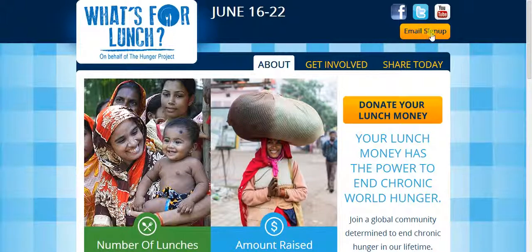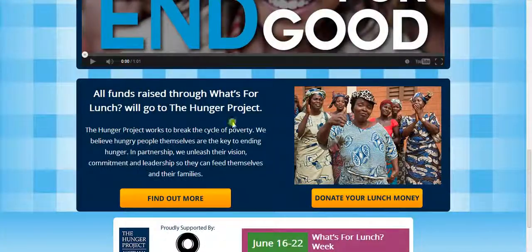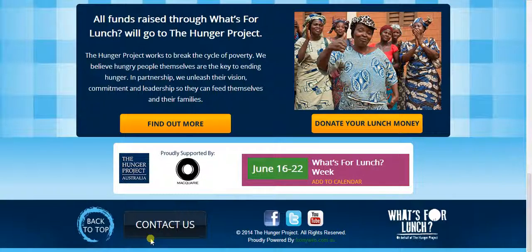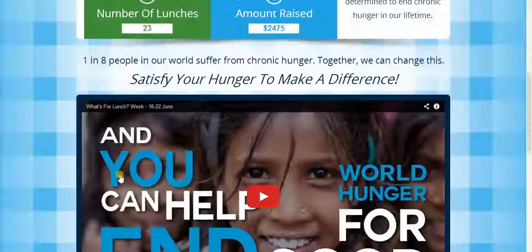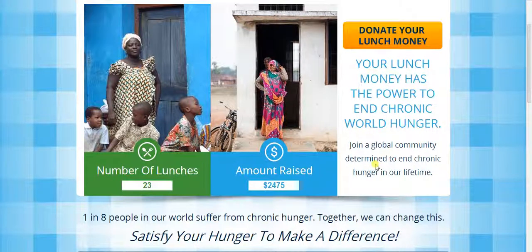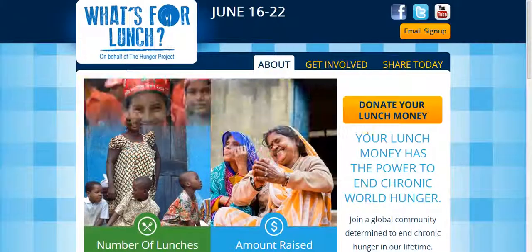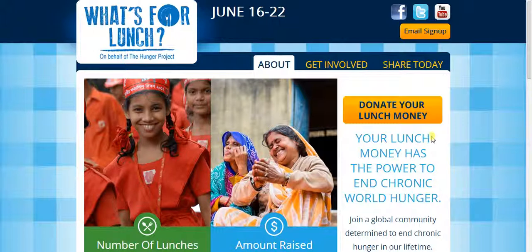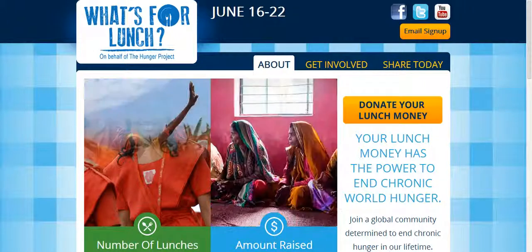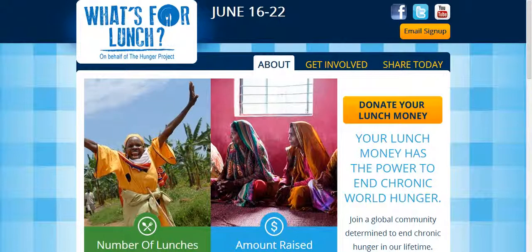So even the email sign up is a button, donate, find out more, donate. Even the contact us is just a massive inviting button. Very little text. On the actual page itself, there is no links hidden under text, which is really important for getting people to move into the site, get involved with the business, and essentially move down into becoming a customer.